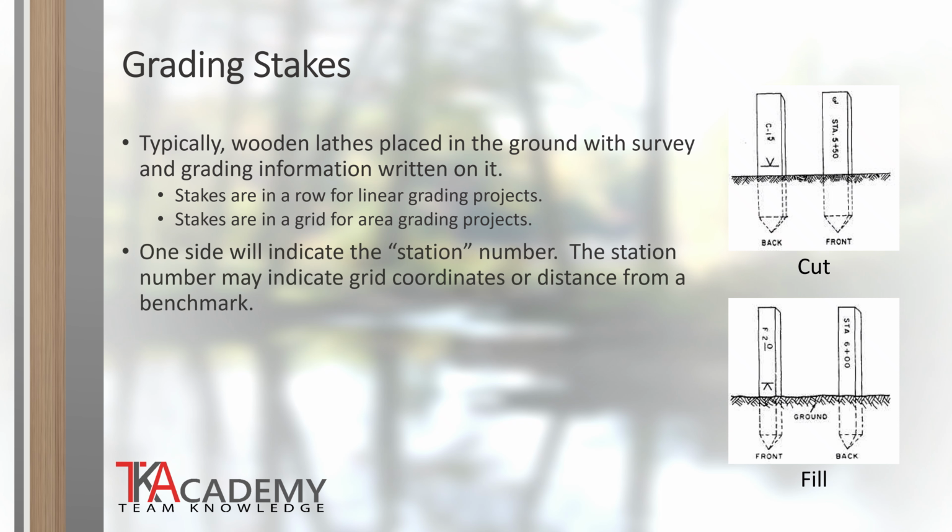One side of the grading stake will indicate what the station number is. The station number may be the grid coordinates or the distance from a certain starting point or benchmark. This example to the right shows grading stakes for a linear grading project. Grading stakes are placed along the center line of the project, so the grading stakes are marked at the top with the CL symbol, which stands for center line. The grading stakes are placed at equal distance or at points of significance, such as the beginning of a curve radius or an intersection with another road.